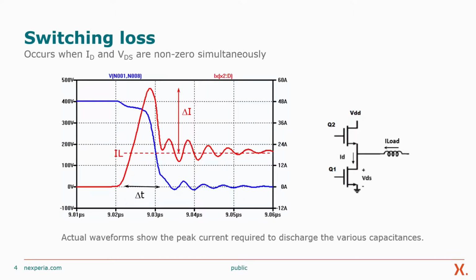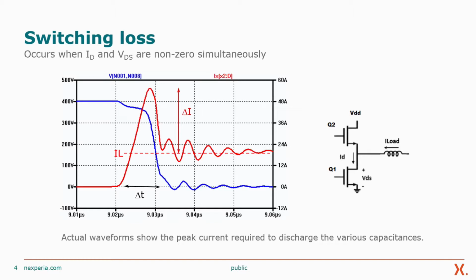Okay, looking at a more realistic waveform, you can see that the drain current doesn't simply rise to the inductor current and stop. It has to go above, and that delta I is the current required to discharge these capacitances, right? It's unavoidable, and the area under that delta I curve should equal the total charge on the switching node.